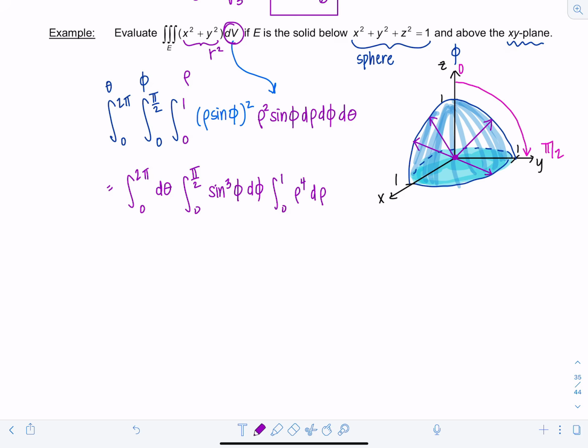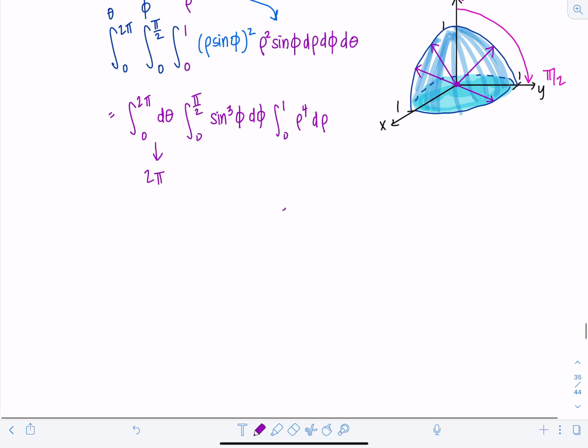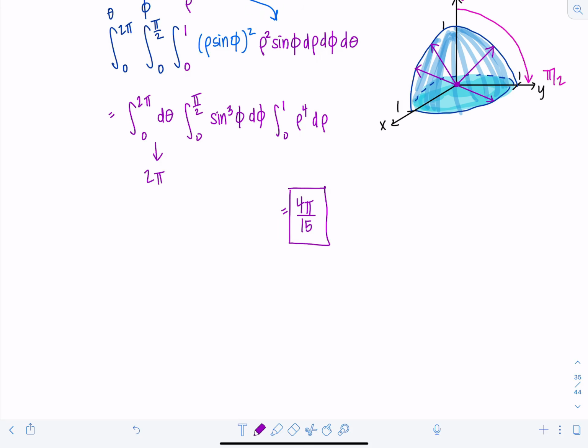All right, manageable. I already know this first guy. Don't even waste a second of your life thinking about it. It's 2 pi. And then the other two you can do no big deal. All right, so you should end up with 4 pi over 15. It really is the answer, even though it doesn't want to be boxed.